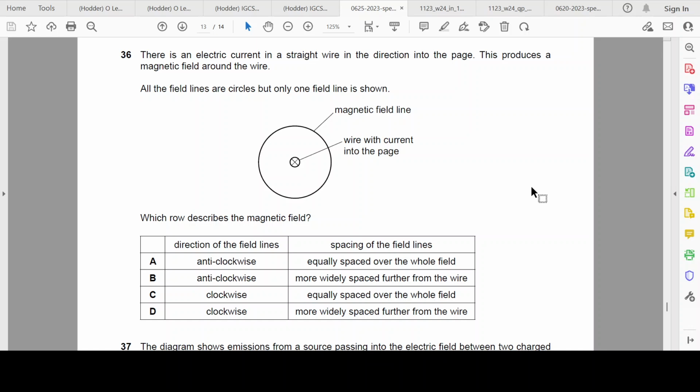So will they be equally spaced, or will they be more widely spaced further away from the wire? So we know, for the magnetic field or even the electric field, they are more dense near the source, and as you move further away, they become spaced out, and so the effect of the field decreases.